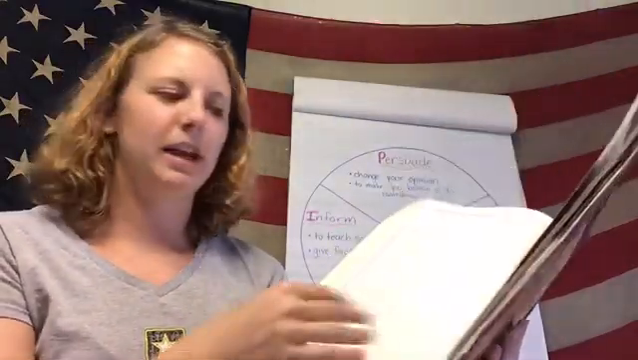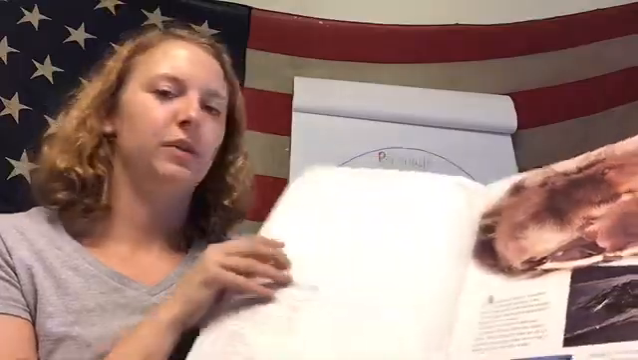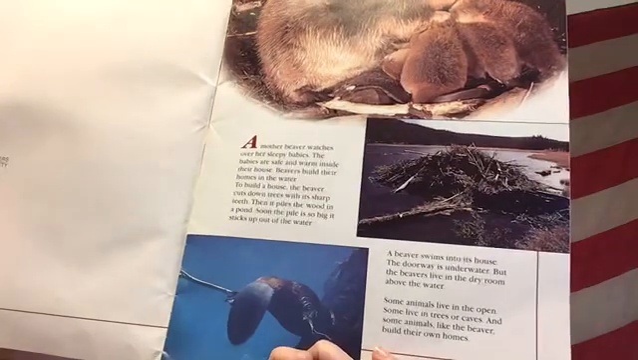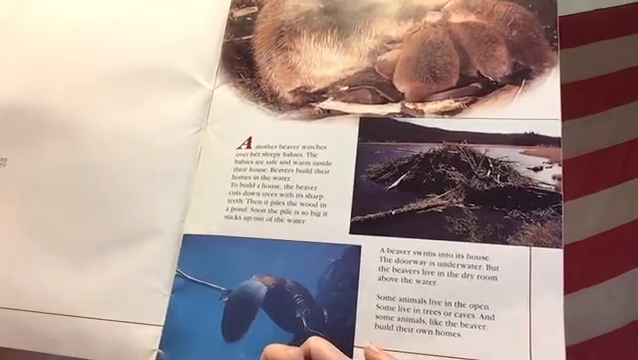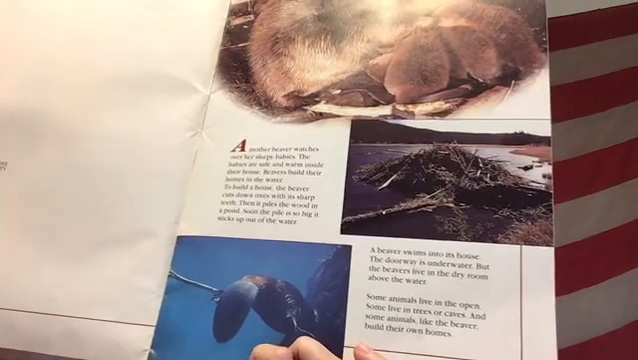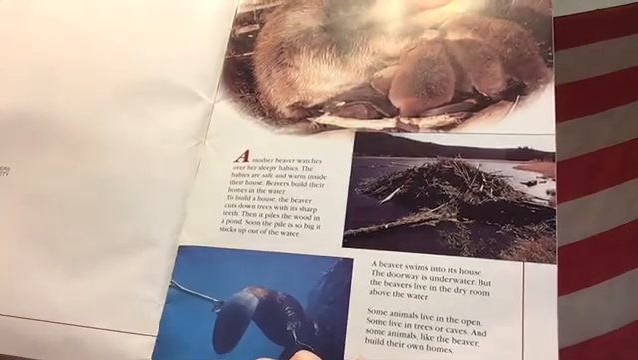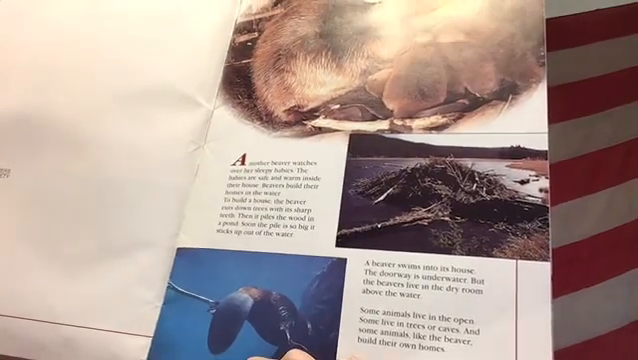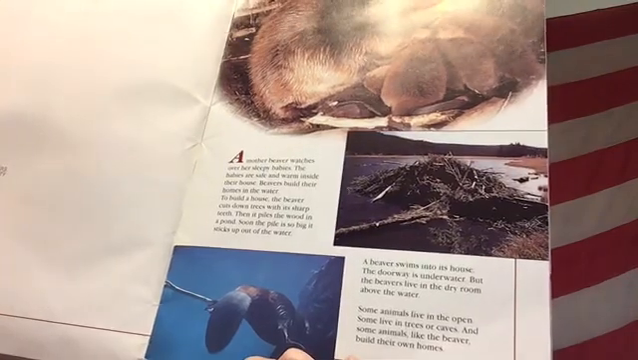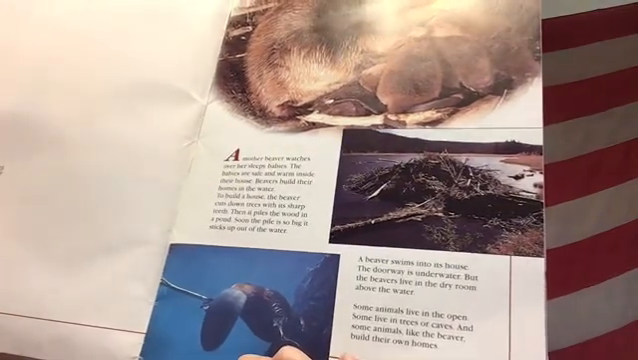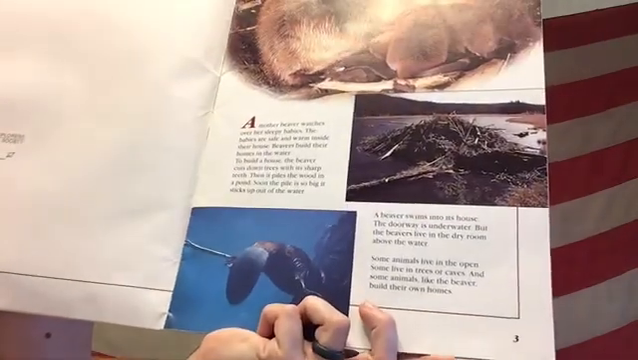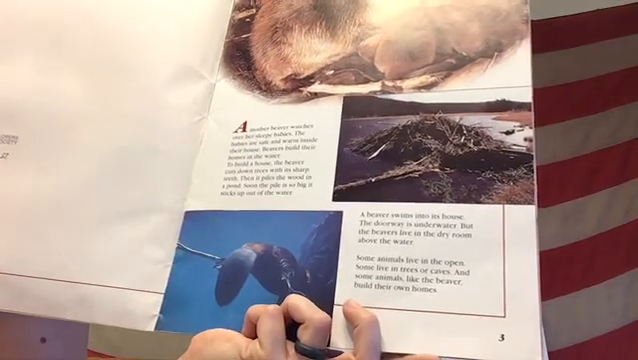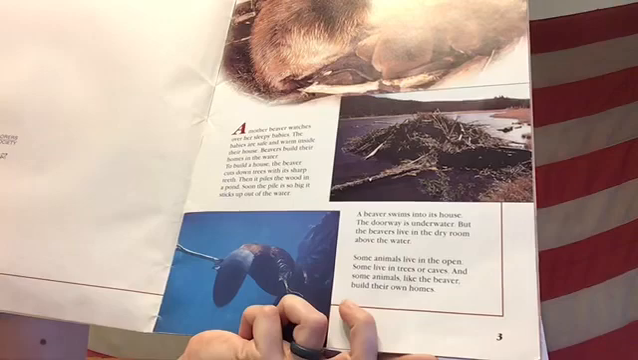I'm only going to read a little bit of it because after a while I think we'll understand what it is. A mother beaver watches over her sleepy babies. The babies are safe and warm inside their house. Beavers build their homes in the water. To build a house, the beaver cuts down trees with its sharp teeth. Then it piles the wood in a pond. Soon the pile is so big it sticks up out of the water. A beaver swims into its house. The doorway is underwater, but the beavers live in the dry room above the water.